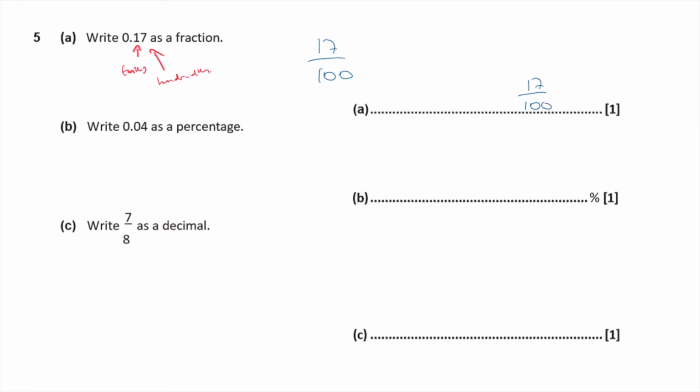Okay. Part B says write 0.04 as a percentage. I just think about percentages as the first 2 digits after the decimal point normally. So I'm reading that as 4% then. So that is going to be 4%. And then write 7/8 as a decimal.